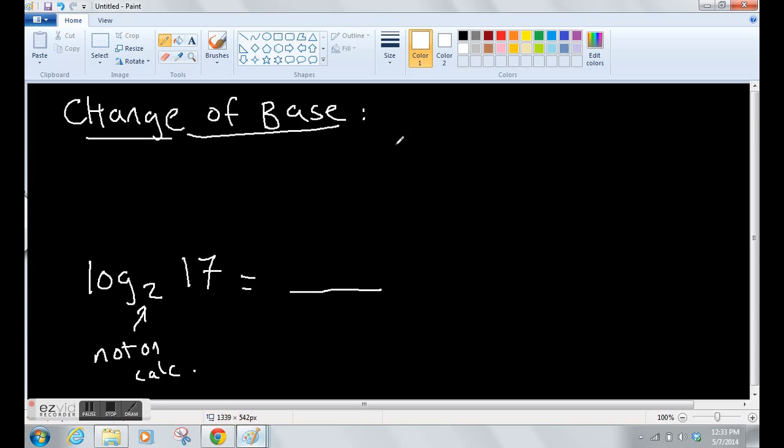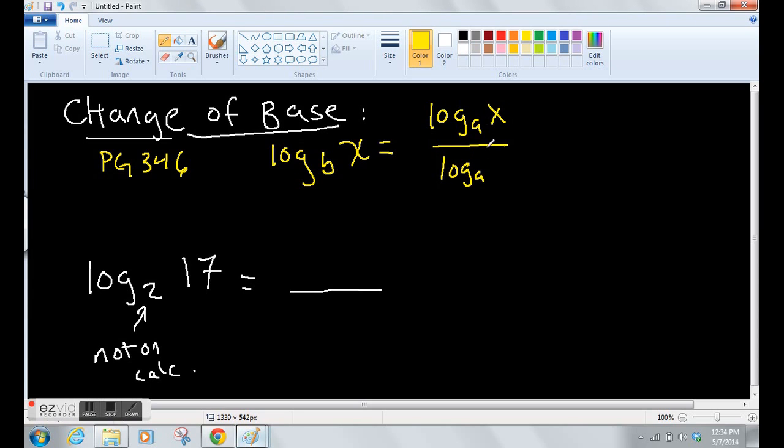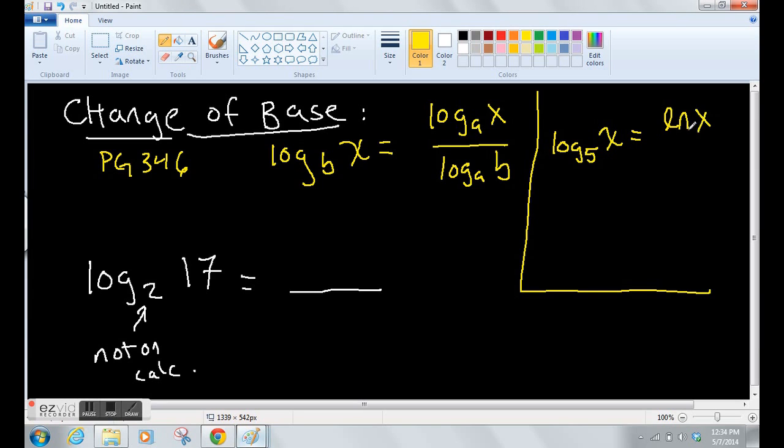This is on page 346. If you have the log base b of some function x, you can rewrite this as the log with some other base of x divided by the log of that same base b. You can just pick a new base. Okay, so for example, if you have log base 5 of x, that's equal to the natural log of x divided by the natural log of 5, because the natural log is log base e. It could be some other base.